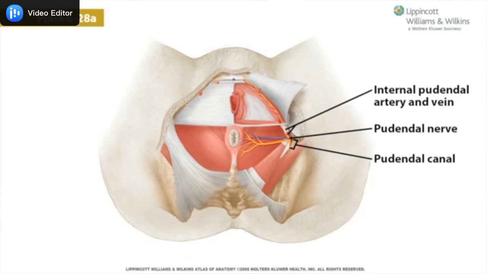Within the canal, the inferior rectal nerve, artery, and vein branch from the pudendal neurovascular bundle, pass through the wall of the pudendal canal, traverse the fat-filled ischioanal fossa, and supply the external anal sphincter and part of the levator ani on the medial wall of the ischioanal fossa.